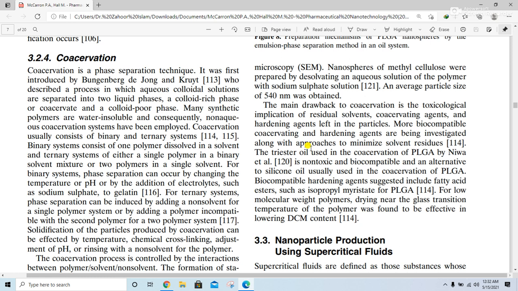The triester oil used in coacervation of PLGA is very non-toxic and biocompatible, and an alternative to silicone oil. Biocompatible hardening agents suggested include fatty acid esters, such as isopropyl myristate for PLGA. For low molecular weight polymers, drying near the glass transition temperature of the polymer was found to be effective in lowering DCM content.